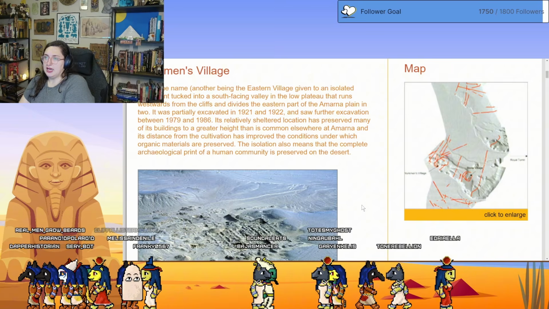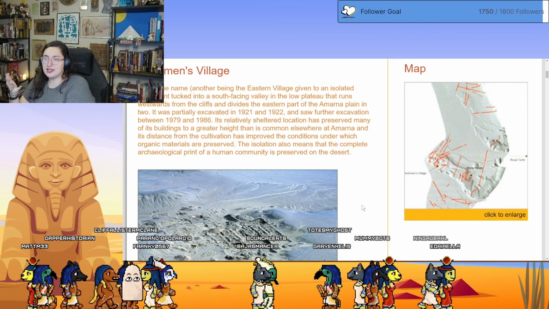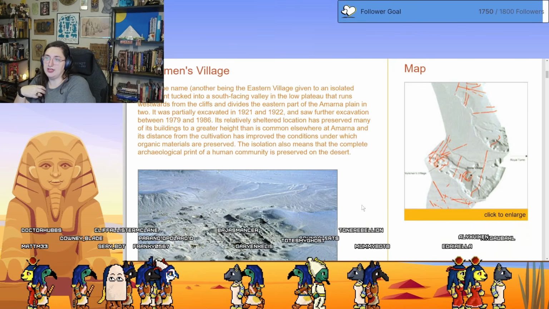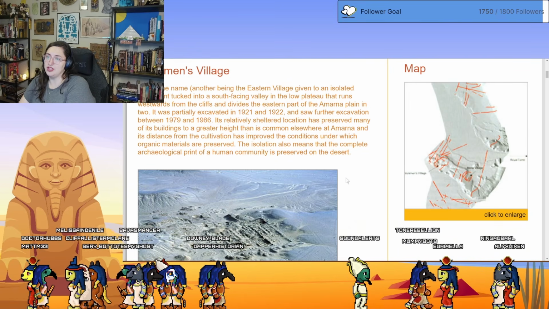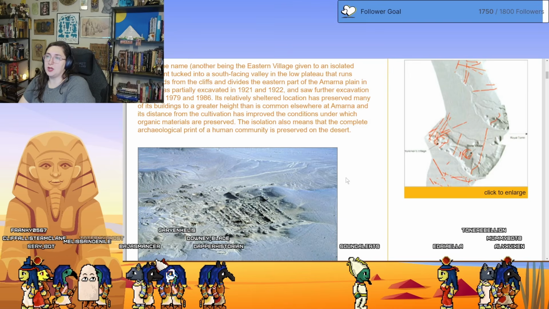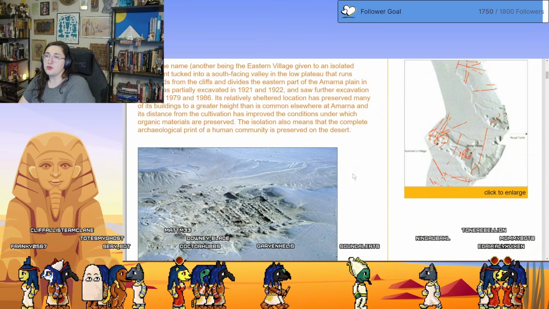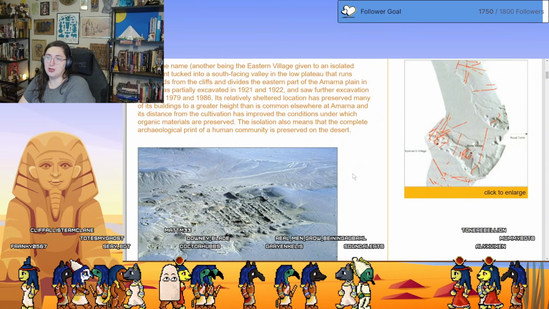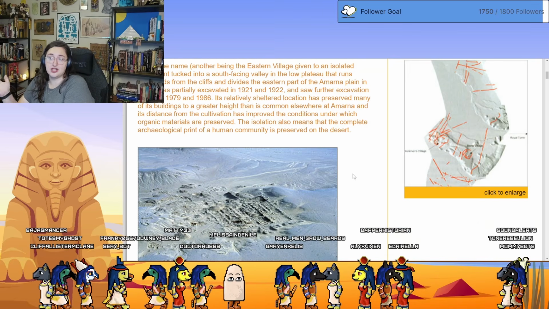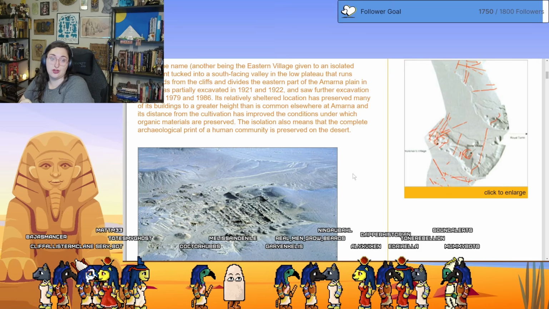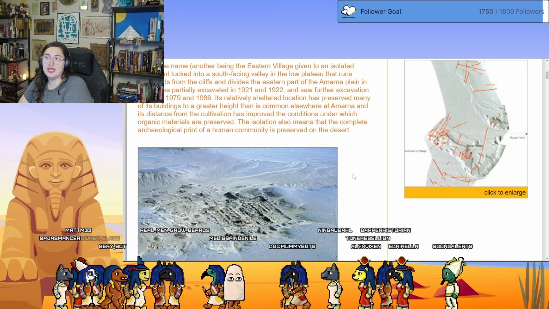It's also sometimes called the Eastern Village, an isolated settlement tucked into a south-facing valley in the low plateau that runs westward from the cliffs and divides the eastern part of the Amarna Plain in two. It was partially excavated in 1921 and 1922 and saw further excavation between 1979 and 1986. It is a relatively sheltered location that has preserved many of its buildings to a greater height than elsewhere in Amarna, and its distance from the cultivation has improved the conditions under which organic material has been preserved. The isolation also means the complete archaeological print of the human community is preserved on the desert.